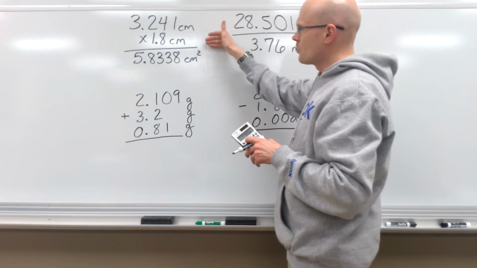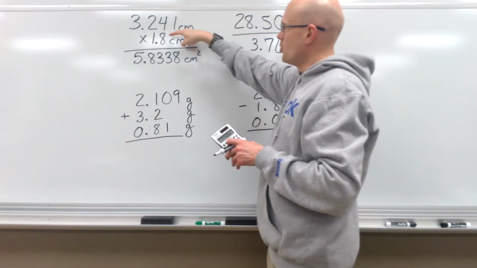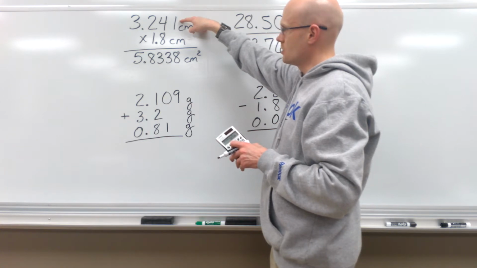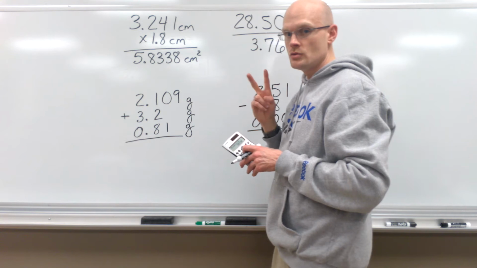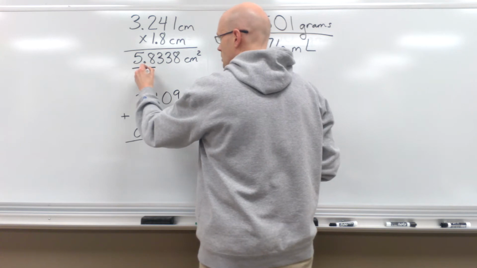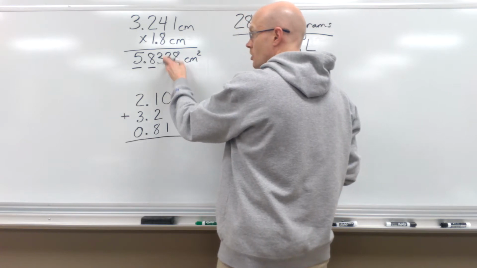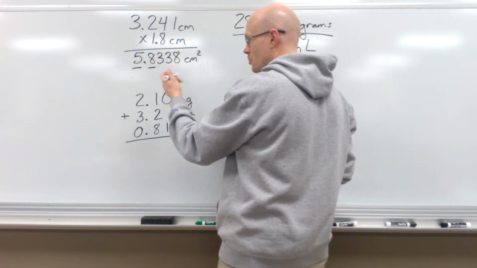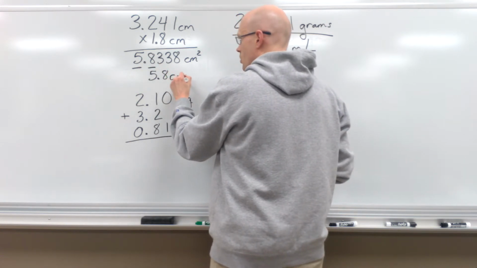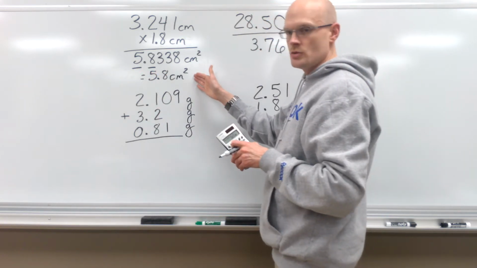But we have to round this answer based on the limitations of these two values. 1.8 is 2 significant figures. 3.241 is 4 significant figures. So our answer can only have 2 significant figures. So we take the first 2 significant figures, 5.8, we'll record those, look behind them to see if we need to round our answer up to 5.9 or keep it at 5.8. 338 rounds down, so we record our answer as 5.8 square centimeters with 2 significant figures.